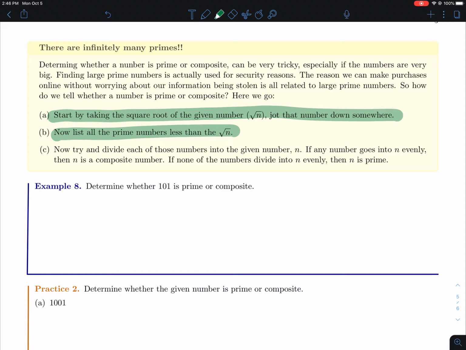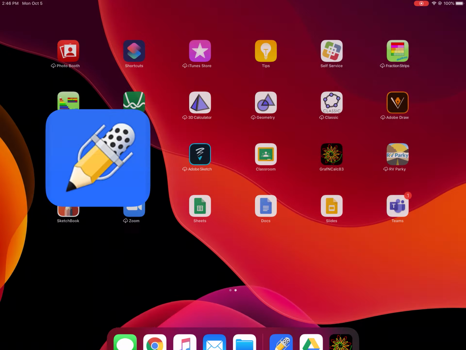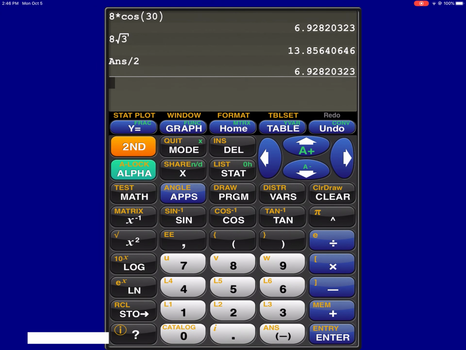In this case, what we want to figure out is whether 101 is prime or composite. So the first thing we should do is find the square root of 101. And this is going to be bad because I forgot my calculator. So let me flip to the calculator thing here real quick.